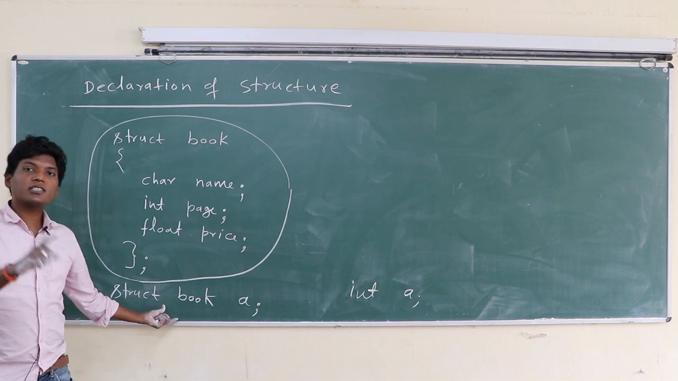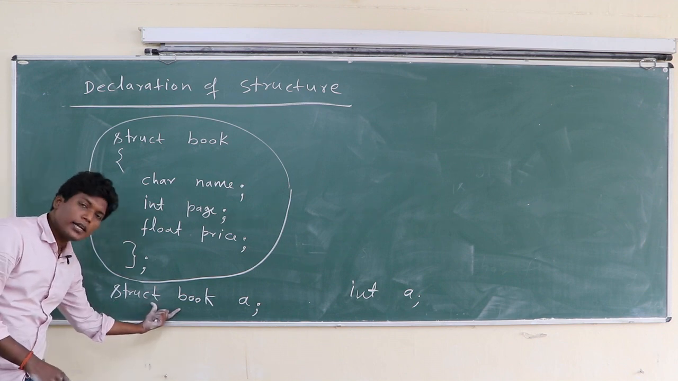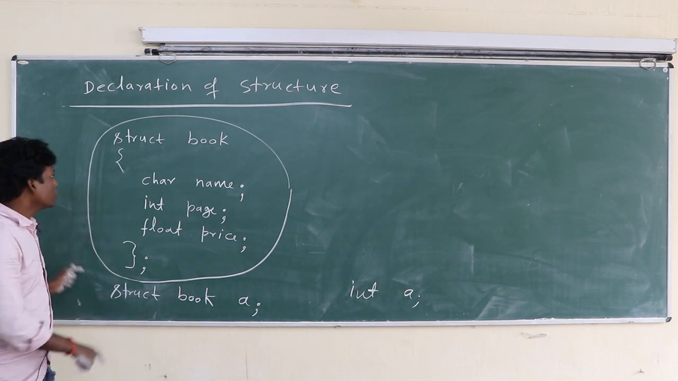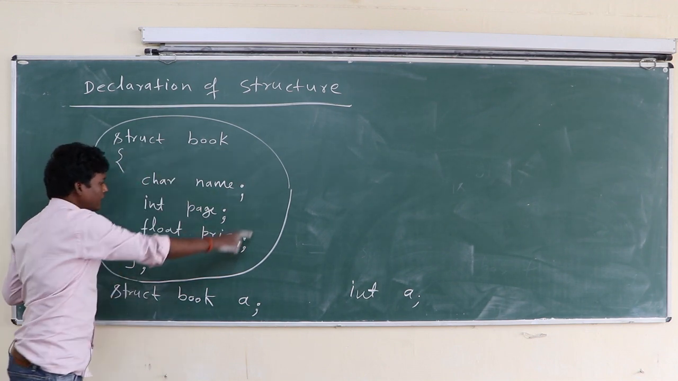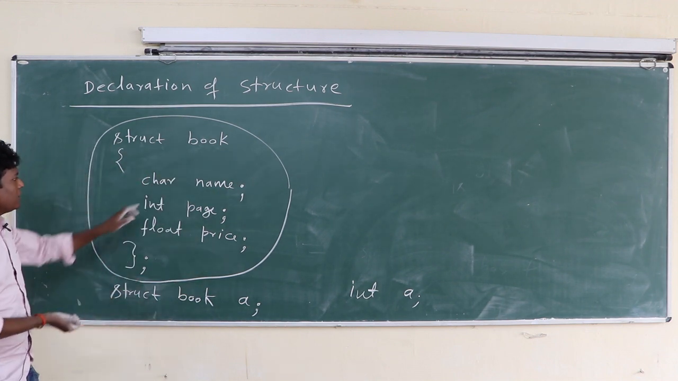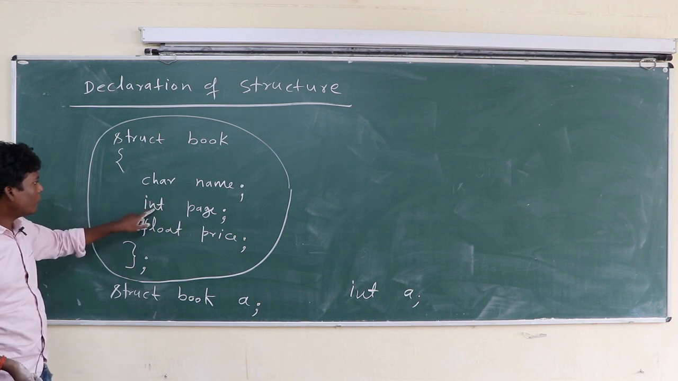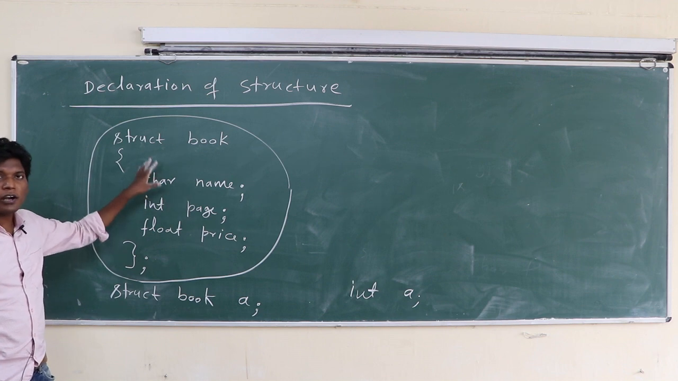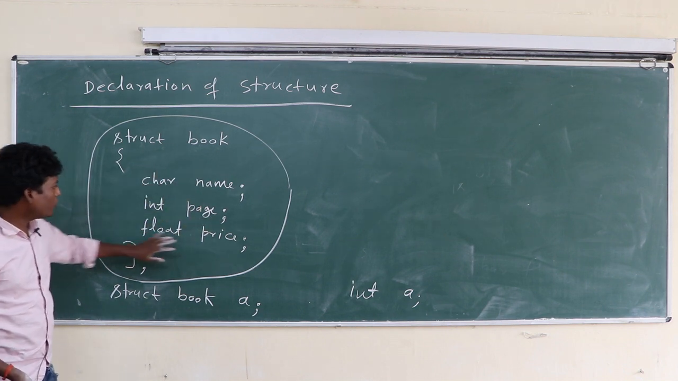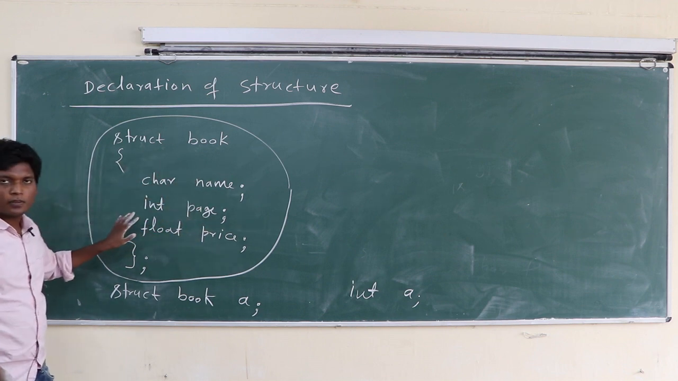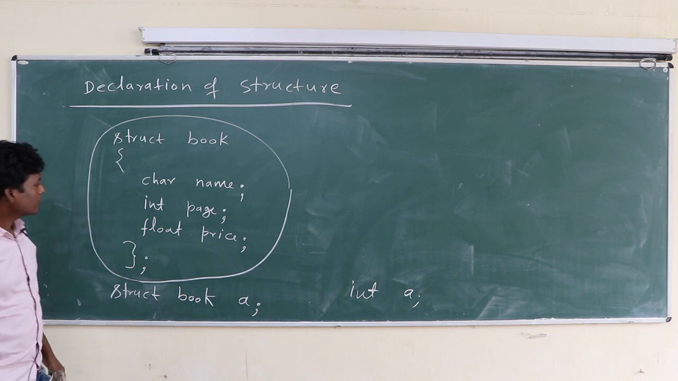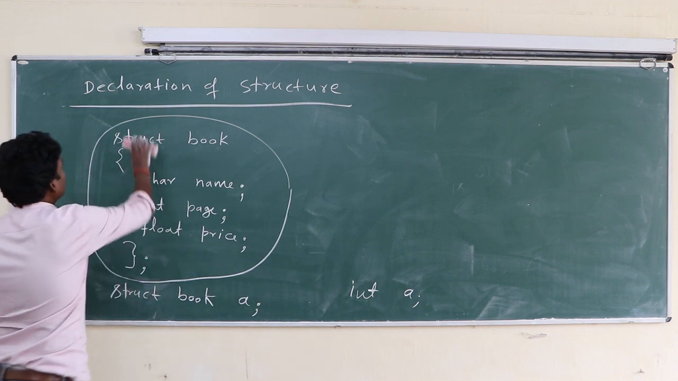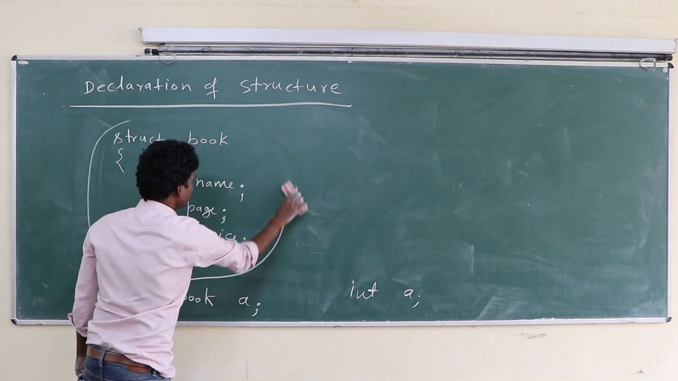But you have to first create this data type. First you have to define this data type. So you are defining like this. Here may be anything, here may be double, here may be float, here may be short, long, anything, whatever data type you want to put here, you can write here. Okay class? So this is the declaration of structure.